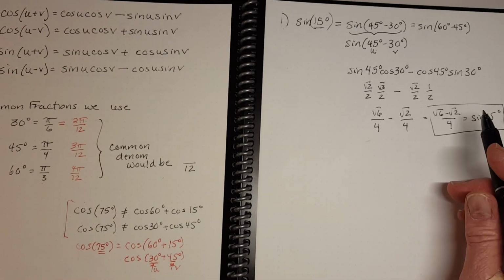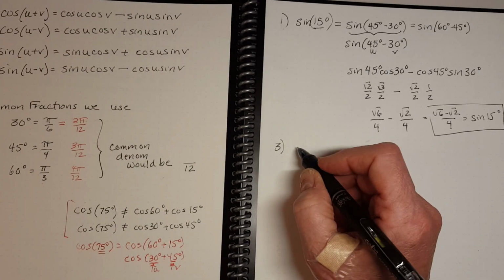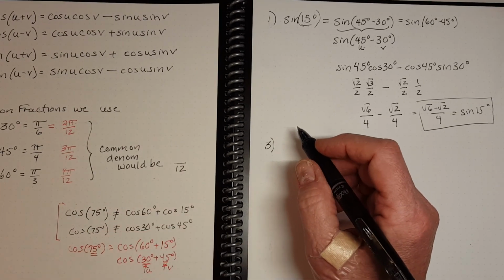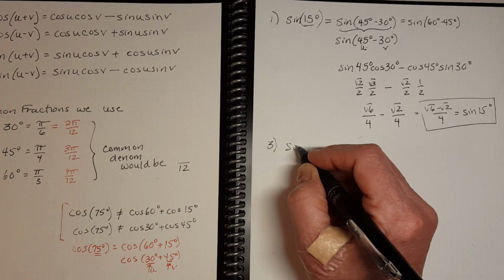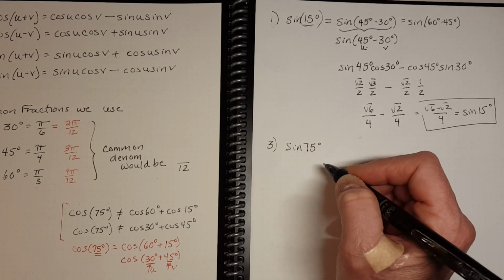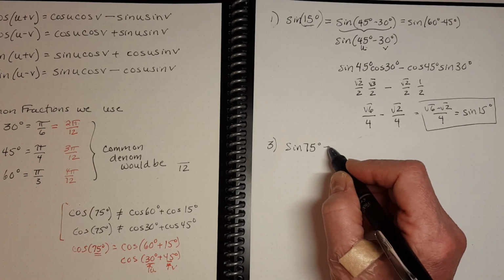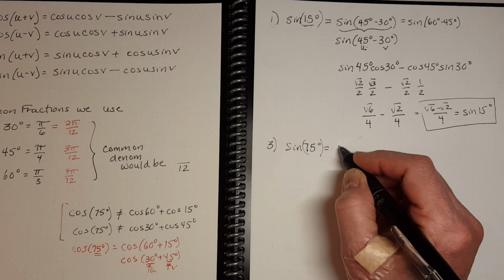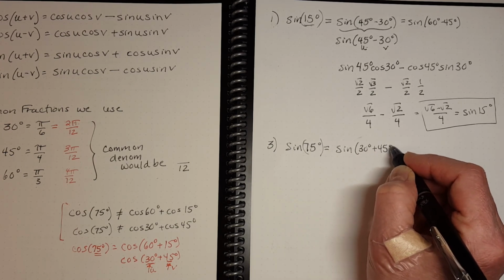Okay, number 2, we're going to look at, or number 3 because we're doing the odds. So number 3 is the sine of 75 degrees. Okay, sine of 75 degrees, so I'm going to take 75 and I'm going to rewrite it as sine of 30 degrees plus 45 degrees.